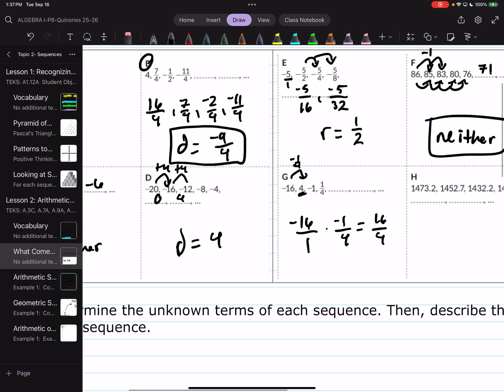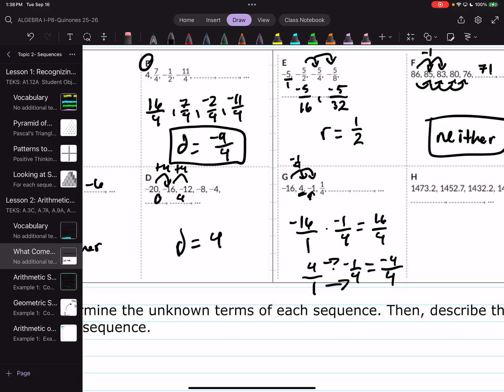Okay. Let's just test the next one. See if we get it. 4 times negative 1 divided by 4. 4 times negative 1 gives me what? Negative 4. And then 1 times 4 gives me what? 4. Negative 4 divided by 4 would be what? Not 1, negative 1, which is exactly what we have here.